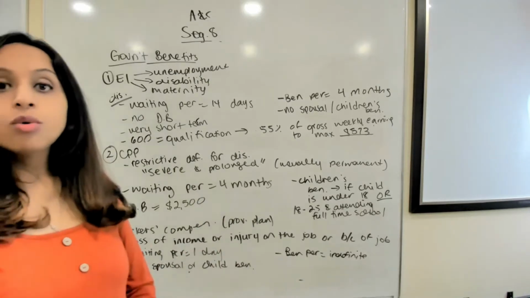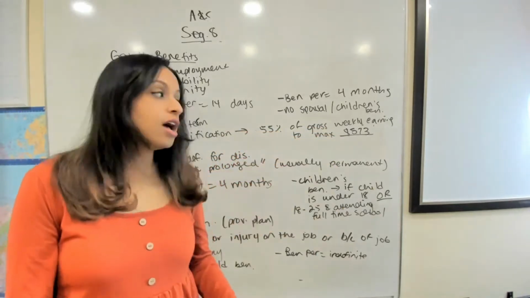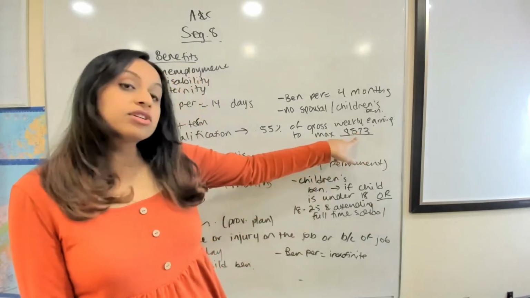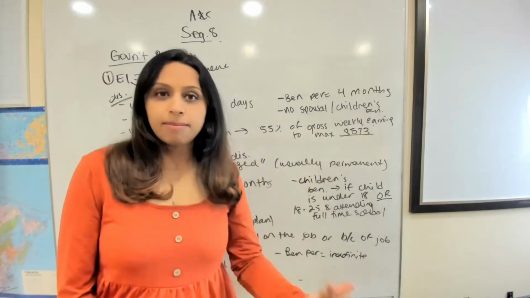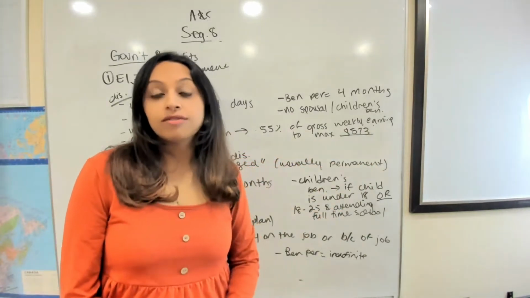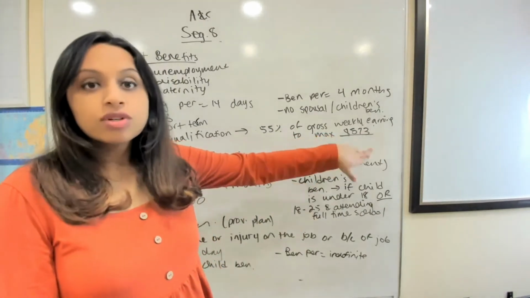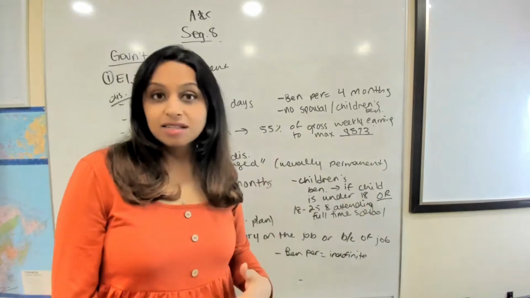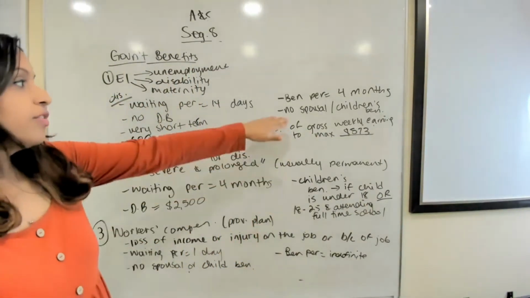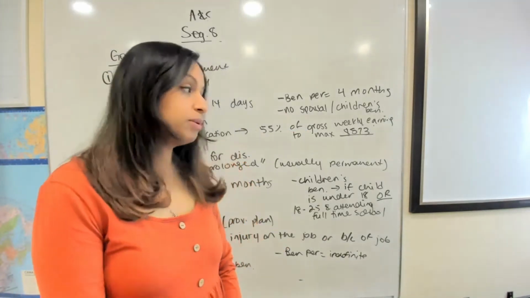And how much will you be getting? It's 55% of your gross weekly earnings up to a maximum. This year it's $573. This number changes every year. It goes up by a few dollars or so. So this number can be adjusted, and the question will give it to you for exam purposes. They will tell you what that number is, but that number will change. It is a maximum of this, and it is a taxable amount that you will be getting. There is no spousal benefit and there is no children's benefit included in this plan.